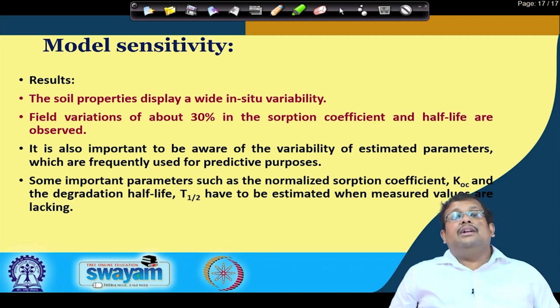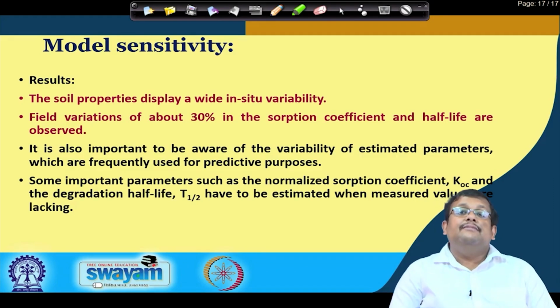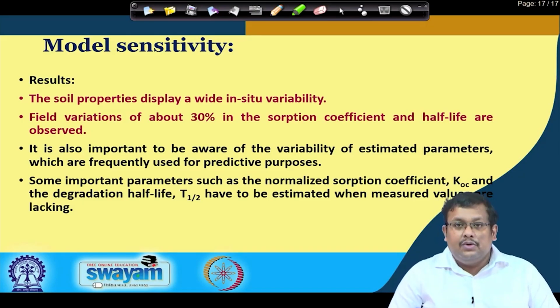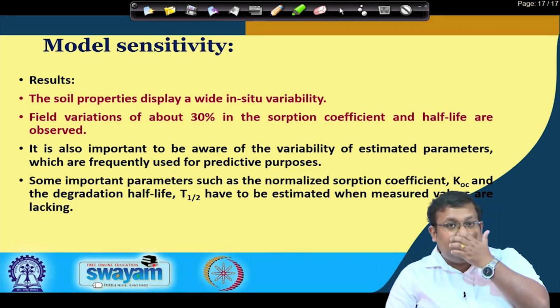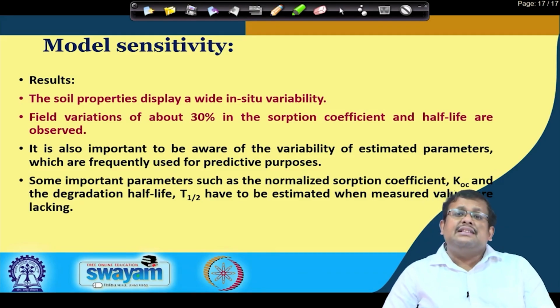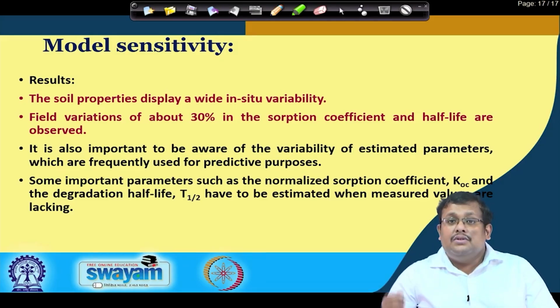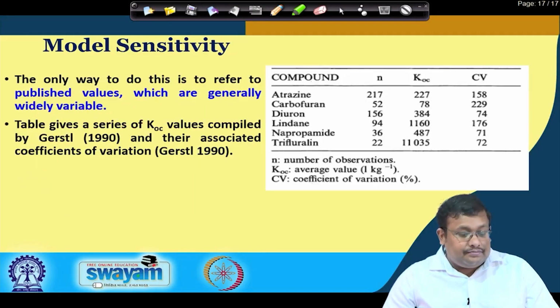So, it is also important to be aware of the variability of estimated parameters, which are frequently used for predictive purposes. Some important parameters such as the normalized sorption coefficient, that is KOC, and the degradation half life, that is T half, have to be estimated when measured values are lacking. These are important aspects you have to handle very carefully when you try to simulate the fate of the pollutant. If you change these input parameters, obviously the model outputs will also vary.